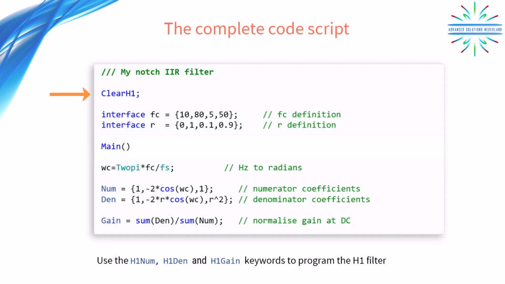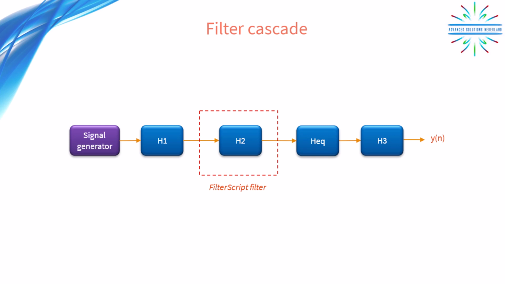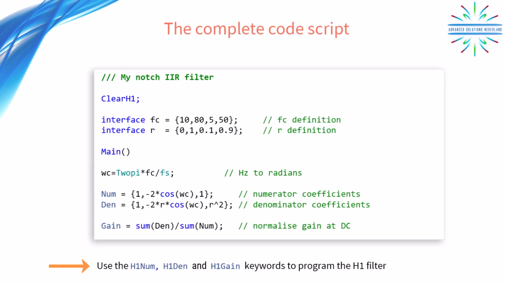Notice also the clear H1 keyword. As our symbolic filter is part of the filter cascade within the tool, referred to as the H2 filter, it is preceded by the H1 or primary filter, which is designed by the graphical filter designer. Therefore, if we wish to just use our symbolic H2 filter, we need to remove or disable the H1 filter from the cascade, otherwise the tool will augment the filters. If you wish to program the H1 filter directly from FilterScript, then the H1 num, H1 den and H1 gain keywords can be used. Let's now take this code and have a good look at the IDE.